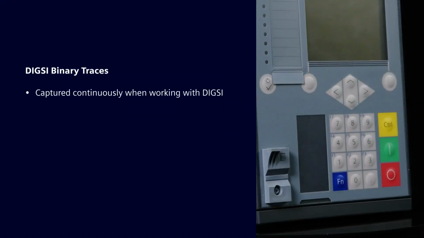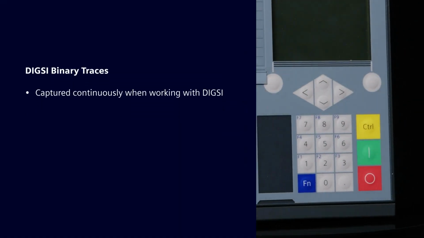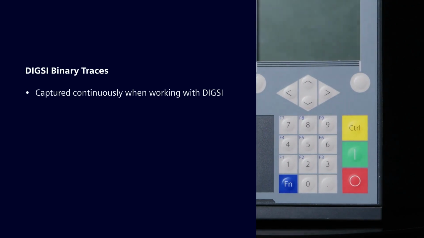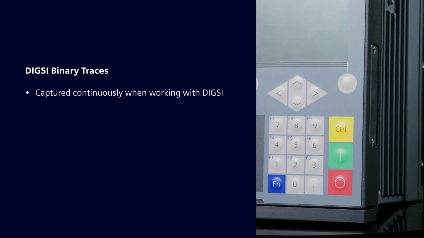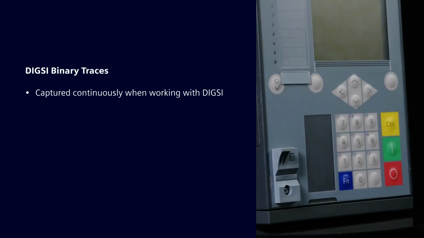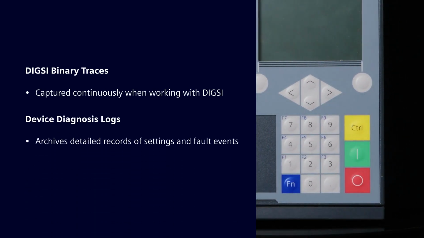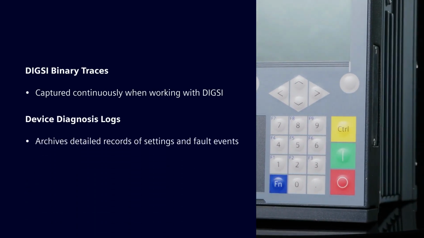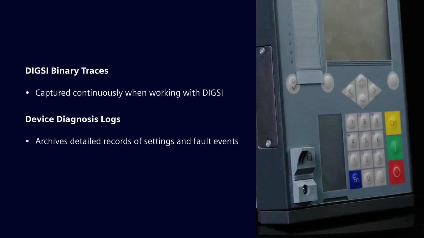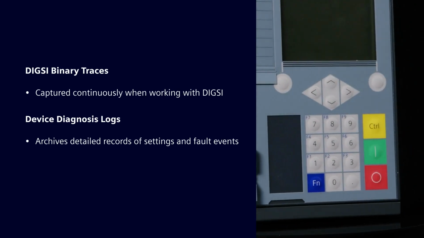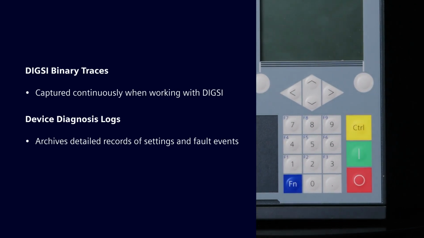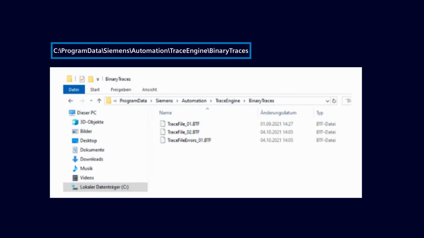The DIGSI binary traces, captured continuously, ensure your operations are unceasingly monitored, embodying our commitment to operational excellence and environmental stewardship. Alongside, the device diagnosis logs meticulously archive settings and fault events, underscoring our pursuit of transparency, efficiency, and proactive diagnosis. The binary trace files are located in the path C:\program data.